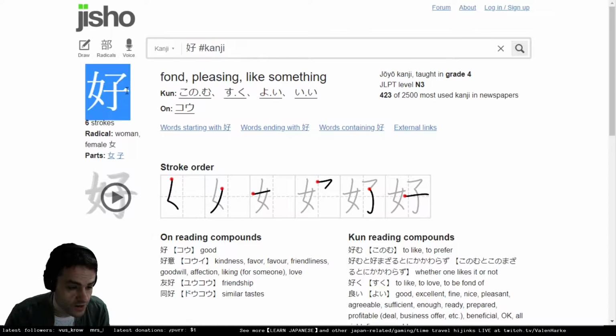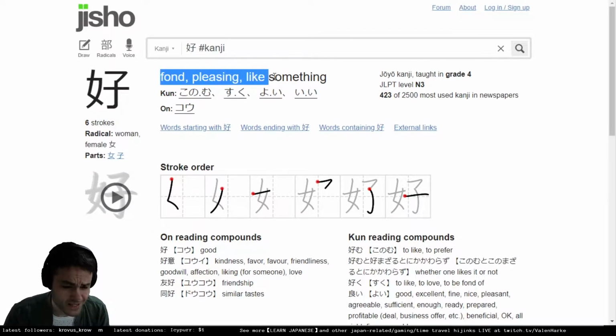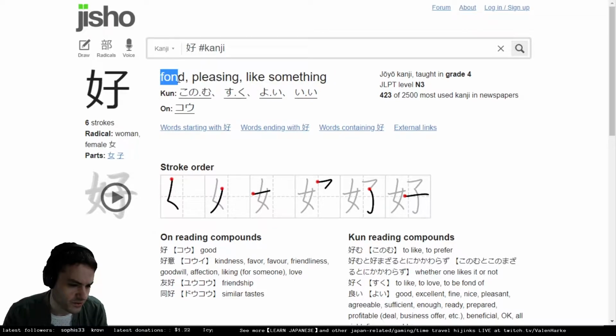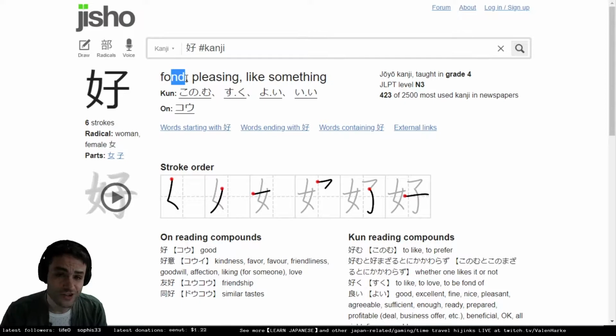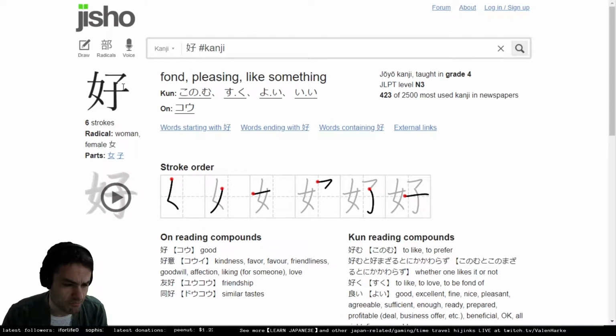Move over to this character here. Fond, pleasing, like something. All right. Until you're at a high level in Japanese, by the way, don't read these. Don't bother, because it's going to confuse you. You're not going to know what's going on here. You're going to think, oh, if I write this character by itself, it means fond? No. Kanji by itself is very rarely written. Just do what I'm telling you. Listen to what I'm saying, all right?